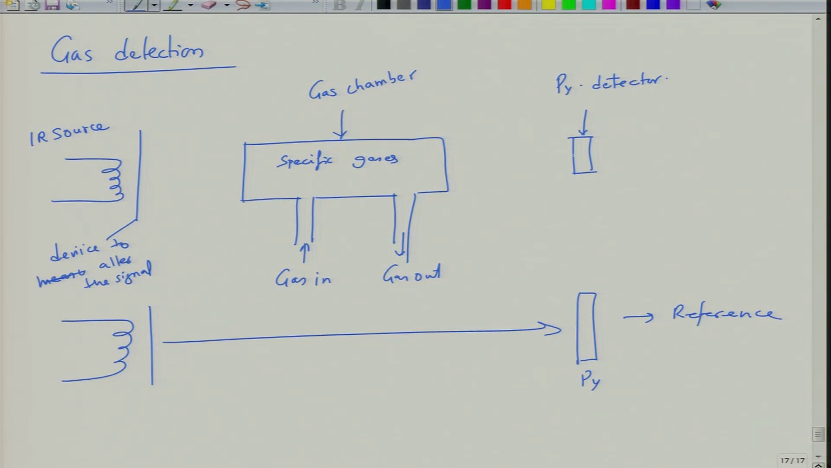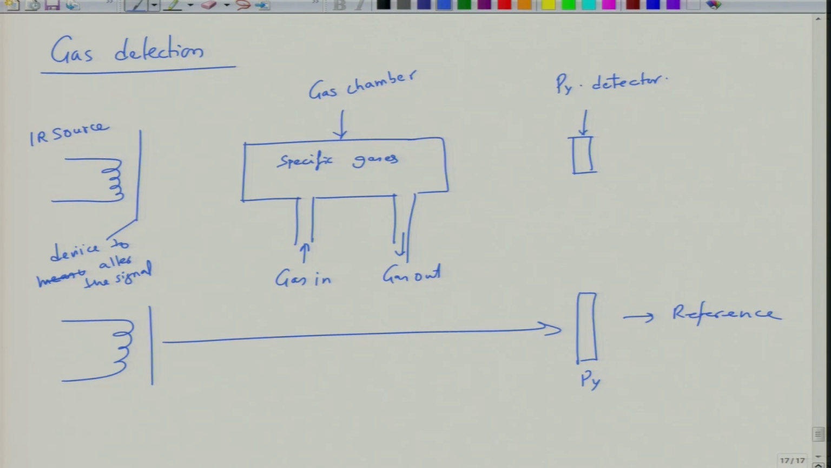IR is nothing but it will cause heating. So it will cause heating to the pyroelectric, as a result it will change the polarization, and when it brings the change in the polarization, basically you will change the voltage. So we are looking at the change in the voltage by the radiation which is passing through the gas. Depending upon how much gas is present, how much the radiation is absorbed, you will have different changes in the voltage, and that is how you can calibrate the system with respect to a reference, and you can measure the concentration of gas.